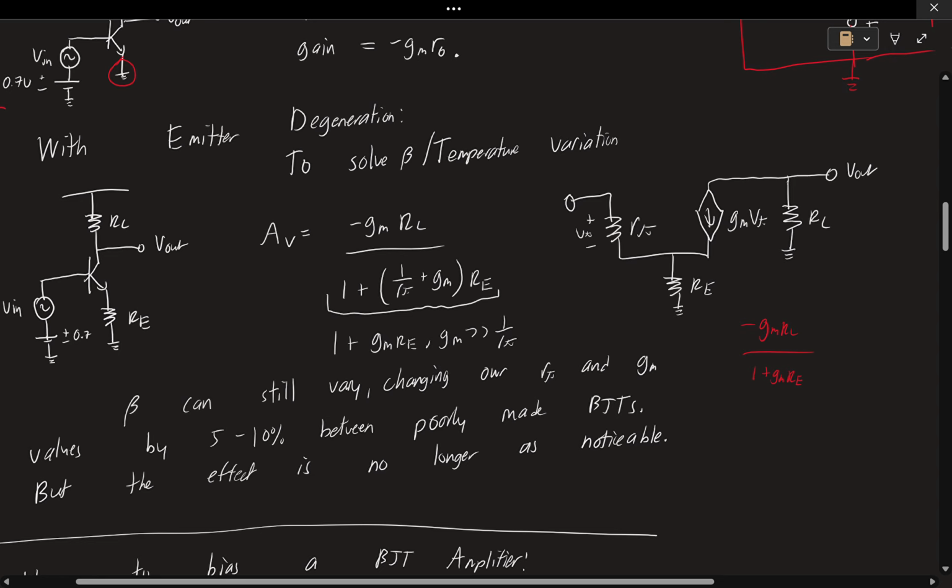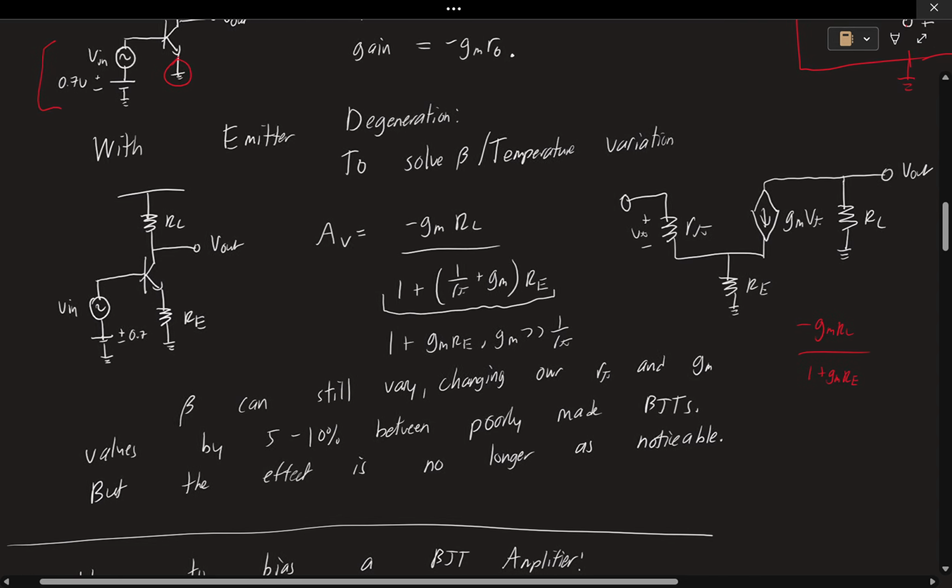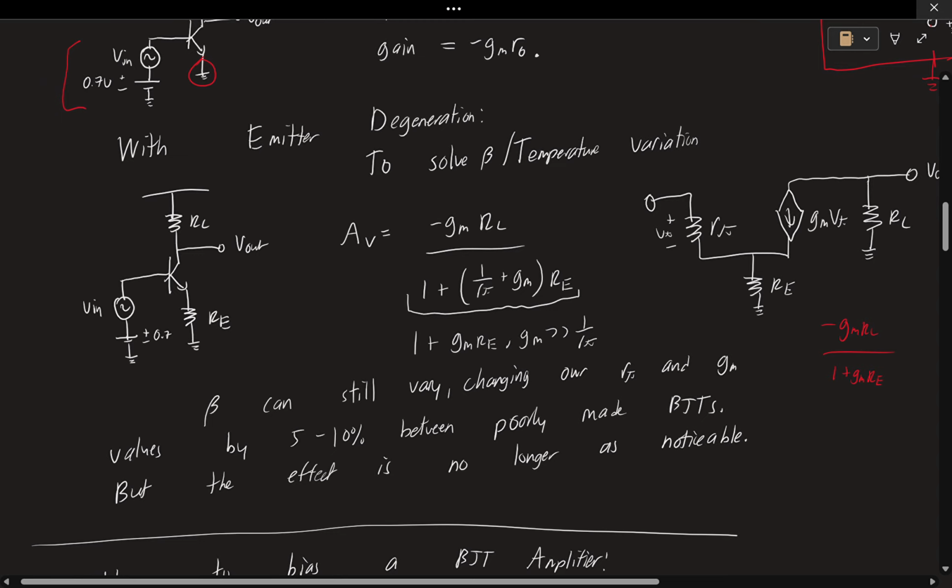Okay. Now there's still this notion that it doesn't remove variation of beta and temperature. It negates it. Okay. So beta can still vary just due to different manufacturing processes. Temperature can still vary. These in turn change our r pi and our gm, right? Which then changes our gain. And they can change quite a bit, by around 5 to 10%, if our BJTs are not manufactured very well. But because we now have this RE here, these effects are no longer as noticeable.